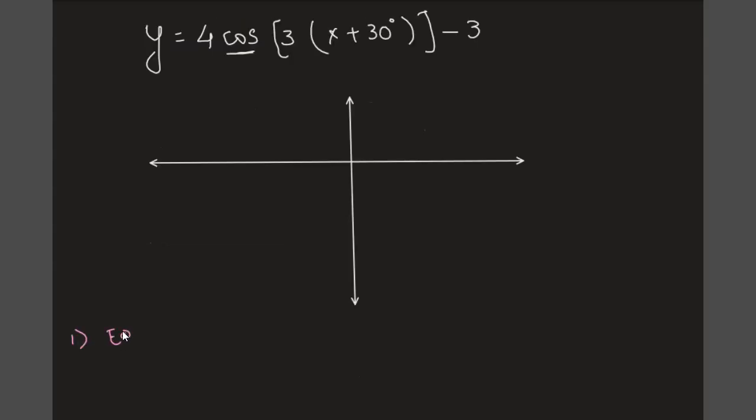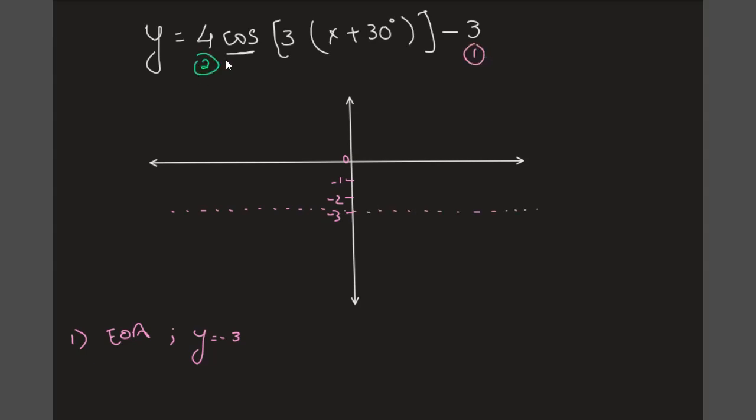Step 1 was plotting the equation of axes, and your equation of axes is y equal to -3. So if this is our 0 point, this is -1, -2, -3. We would first make our equation of axes going through y equal to -3. We used our first step.